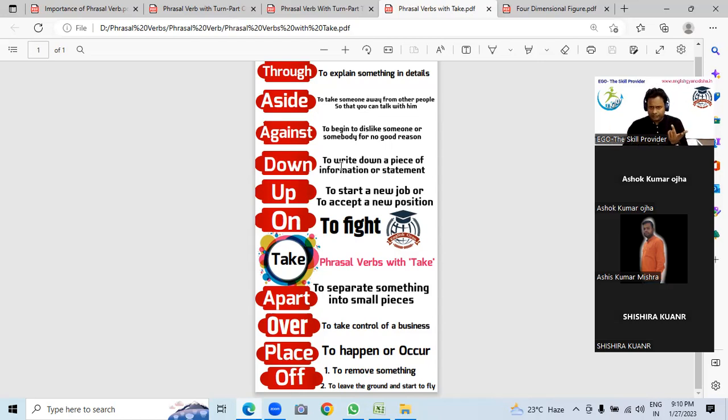So both are correct. You can say write it down, you can say note it down, you can also say take it down. So take it down is a modern word. Try to use this one. Take it down: write down a piece of information or statement that is very important for you. Suppose I am teaching you something. I can say, guys, you can take down this.